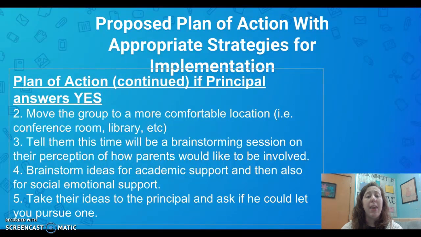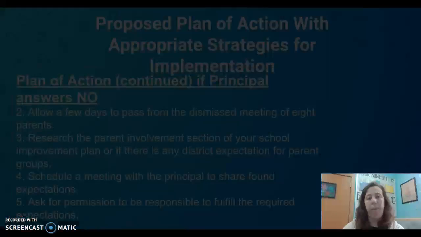If the principal says yes and lets her meet with them, the second step would be to move the group to a more comfortable location like a library or a conference room. Then she should tell them that this is a brainstorming session on their perception of how parents would like to be involved. And the fourth step, as far as brainstorming ideas, I would first brainstorm ideas for academic support, and then I would brainstorm ideas for social emotional support and separate out those two ideas. Fifth, I would take their ideas to the principal and ask if he could let Ms. Rowe pursue one of those.